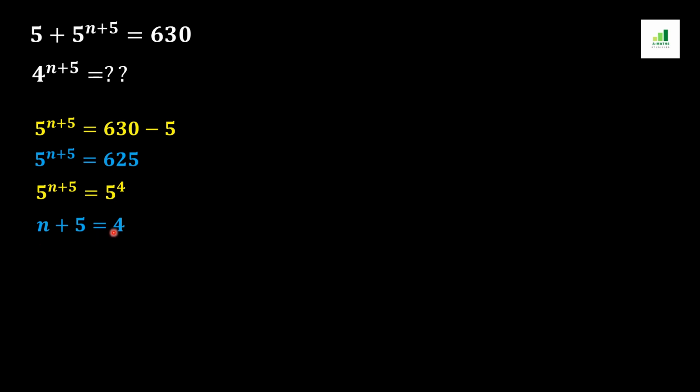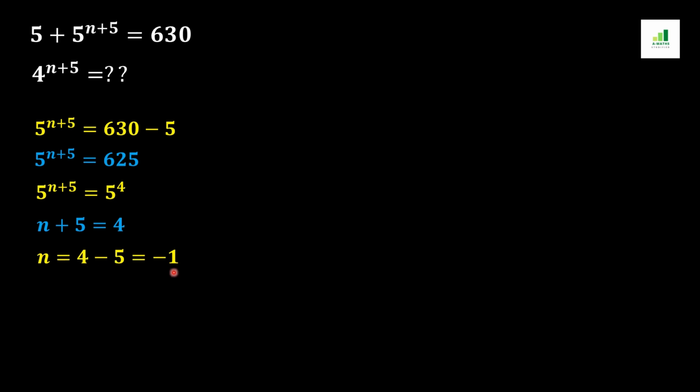4. Now this 5, which has the positive sign, will move to the other side of the equation and convert into the minus sign. As a result, we will get n is equal to 4 minus 5, which will be equal to minus 1.